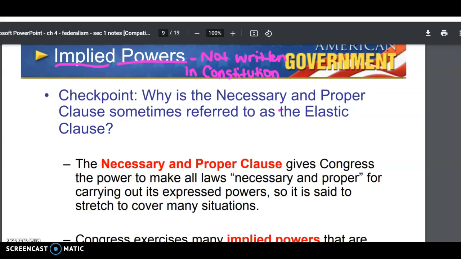There's a clause in the Constitution called the Necessary and Proper Clause, and it gives Congress the power to make all laws necessary and proper for carrying out its expressed powers. So this is an implied power, because this clause was written into the Constitution. It says Congress has the power to make all laws necessary and proper to be able to carry out the powers that were specifically expressed in the Constitution.